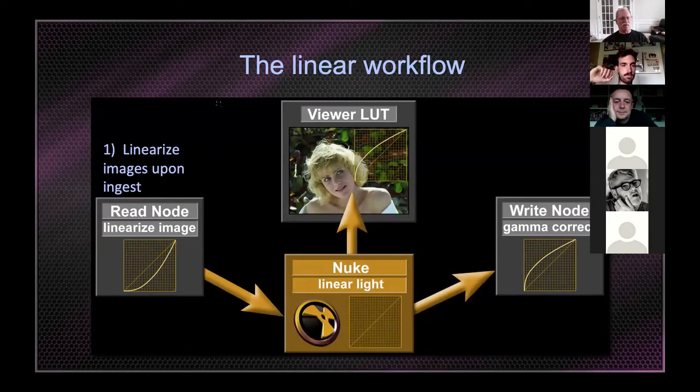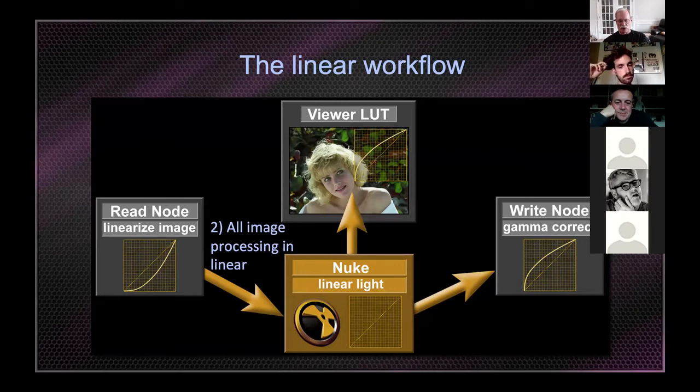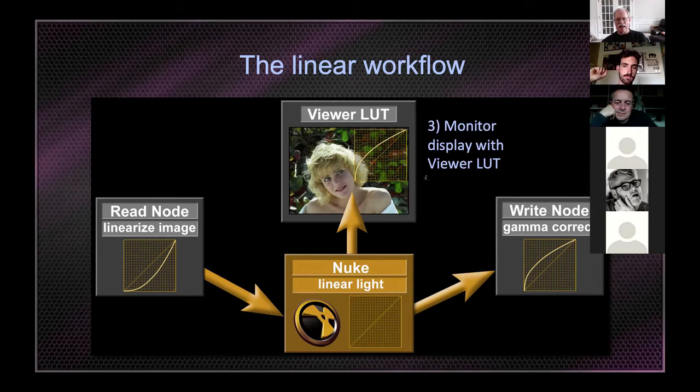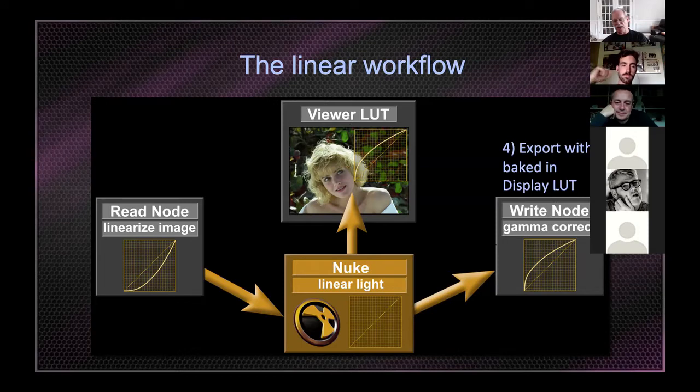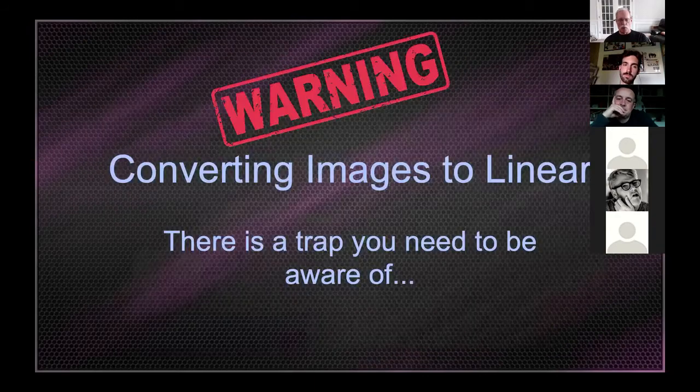So here's the linear workflow, okay? Number 1, the images right here again, I'm doing Nuke, of course. We linearize the images upon ingest. During all image processing, they're all processed in linear. It goes up to the monitor, and there's a display LUT to make it look pretty. And then on the way out, it's exported with a baked-in display LUT for a TIFF or a Targa or a JPEG or anything like that, or a ProRes. DPX, which is very common, that's not so much a display LUT as it is a log curve, but still it's the same principle. So that's the linear workflow.